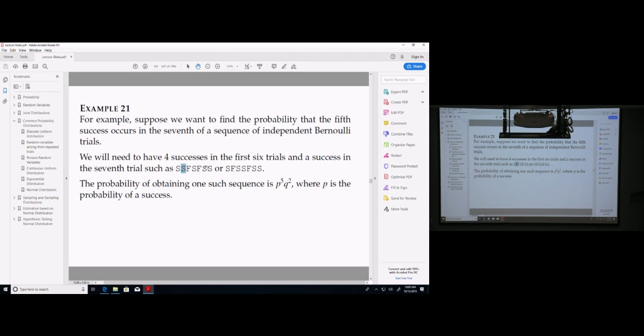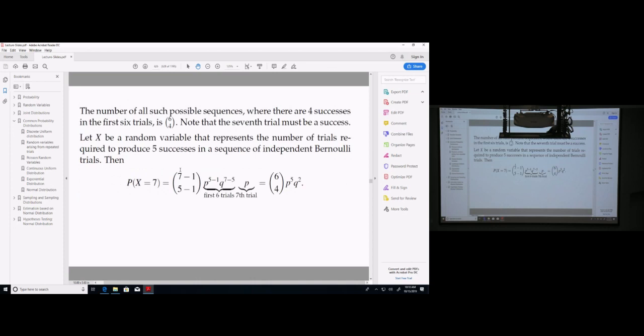Because there are 7 trials, and altogether 5 S, I have P to the power 5. And because the remaining 2 trials have to be failures, it is Q squared. Now, this is not it, because this is just 2 such examples. There are many other examples that will have these 5 S's and 2 F's. So the question is now how to count them. I think the next slide is trying to do something like this.